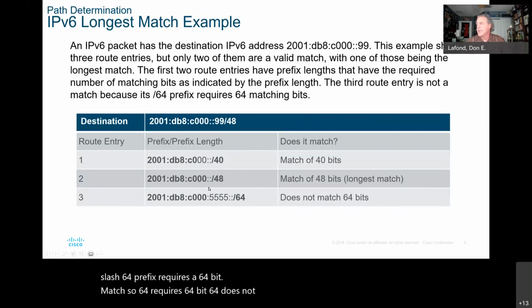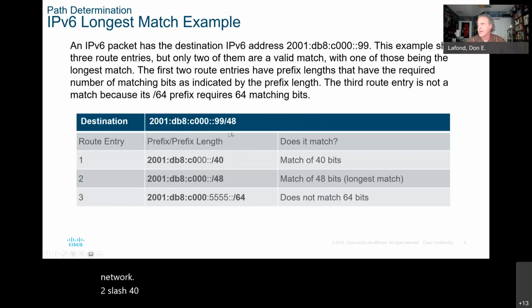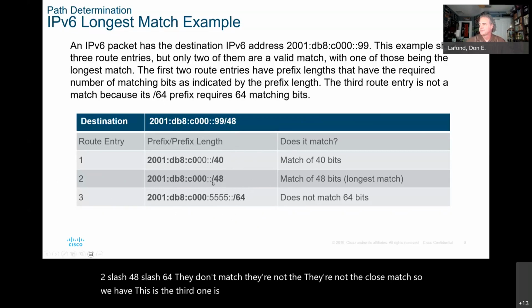So the /48 would match because it has the longest match. So this would be your choice when we're looking at this network. See, /48, /64, they don't match. They're not a close match. So the /48 is the best match.